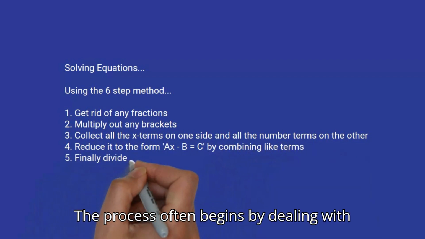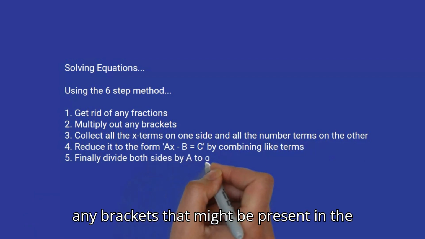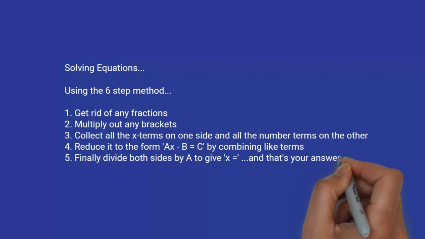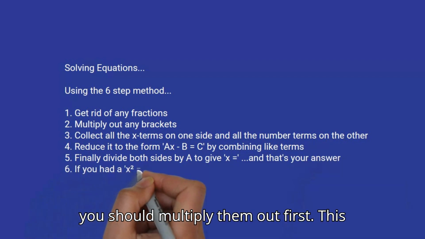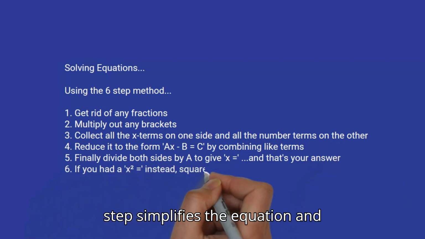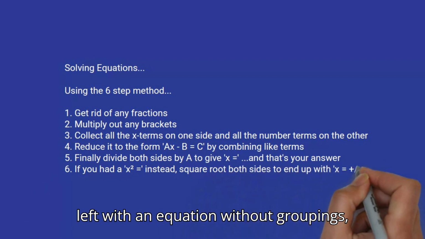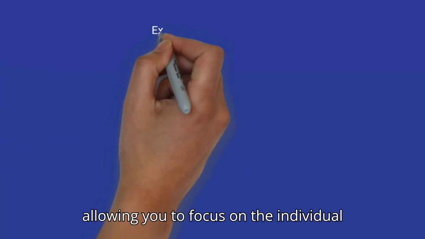The process often begins by dealing with any brackets that might be present in the equation. If the equation has brackets, you should multiply them out first. This step simplifies the equation and eliminates the brackets so that you are left with an equation without groupings, allowing you to focus on the individual terms.